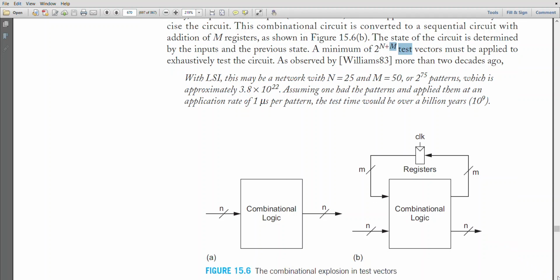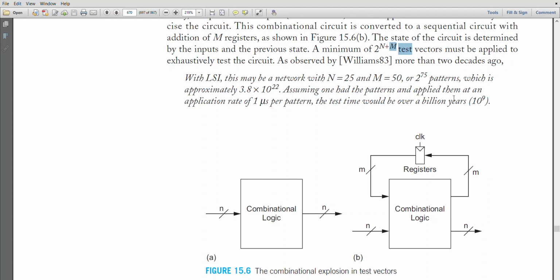Now, as observed by Williams in 1983, more than 2 decades ago when this book was written, now it is 4 decades ago, you would say, with LSI, large scale integration, this may be a network with n equals 25 and m equals 50, equals 2 to the power 75 patterns, which is approximately 3.2 times 10 to the power 22. Assuming one had the patterns and applied them at a rate of 1 microsecond per pattern, the test time would be over a billion years.